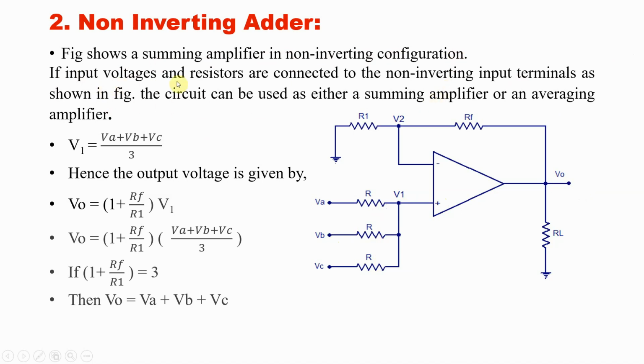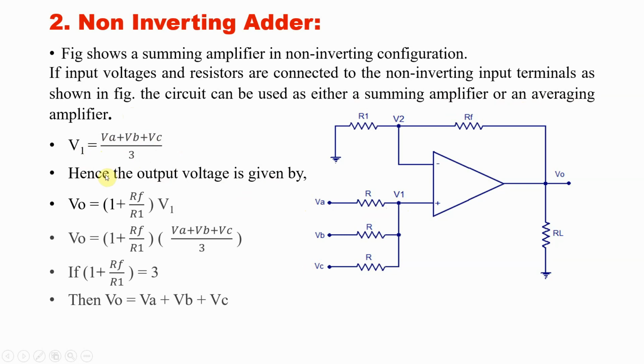If the input voltages and resistors are connected to the non-inverting terminal as shown in the figure, the circuit can be used as either a summing amplifier or an averaging amplifier. First calculate the value of V1, which is the node voltage. To calculate V1, add the three input signals, that is VA, VB and VC. V1 is the average of the three input signals. Therefore, V1 is equal to VA plus VB plus VC divided by 3.